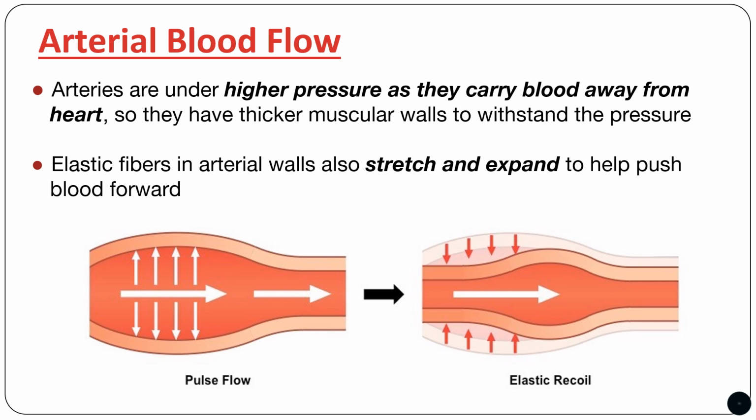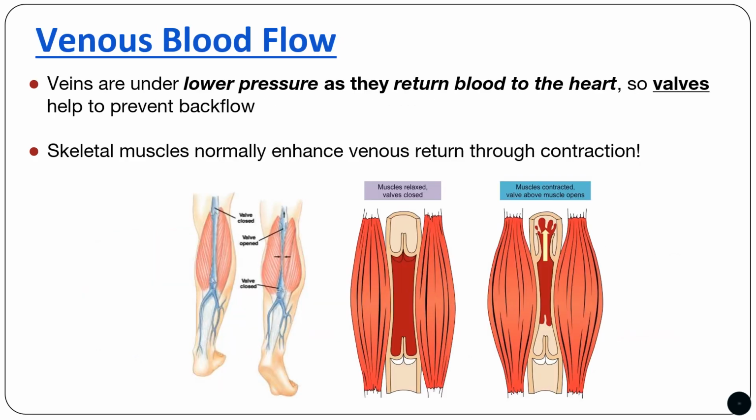So arterial blood flow, let's talk about that. Arteries are under higher pressure because they're carrying blood away from the heart. Because of this, they have way thicker muscular walls to help withstand that pressure. There are elastic fibers in the arterial walls, so they can also stretch and expand to push that blood forward. And here's our last slide.